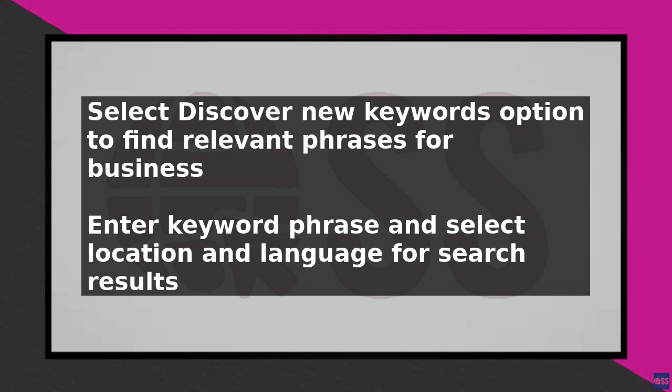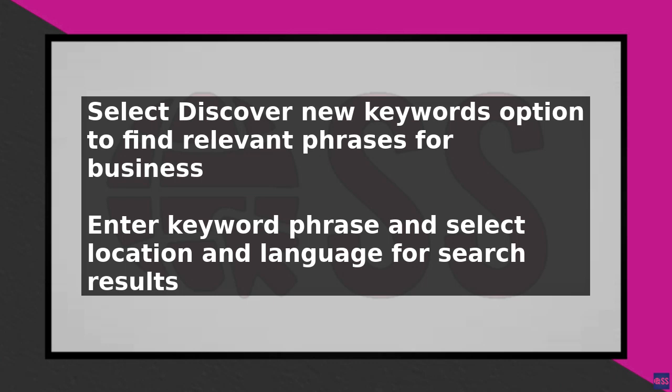Enter a keyword or phrase that is relevant to your business, and then select the location and language for your search. You can also enter a website or a category to get more specific results. Click on the Get Results button to see a list of keyword ideas.